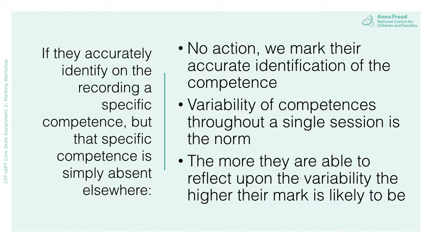If they accurately identify on the recording a specific competence, but that specific competence is simply absent elsewhere, well, we don't take any action, we simply mark the accurate identification of that competence, because variability of a competence is actually the norm throughout a single session. And obviously, the more they are able to reflect upon that variability, the higher their overall mark is likely to be.